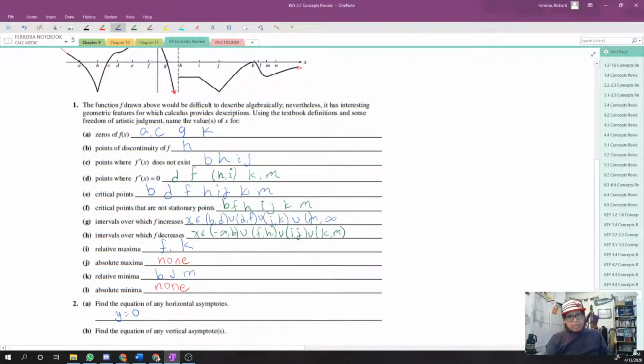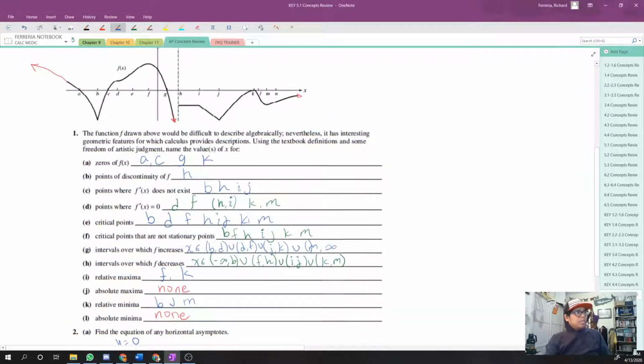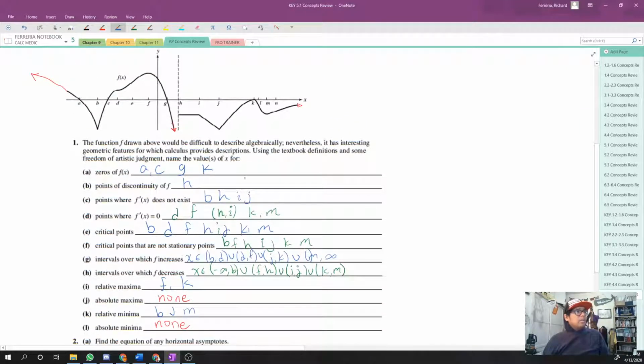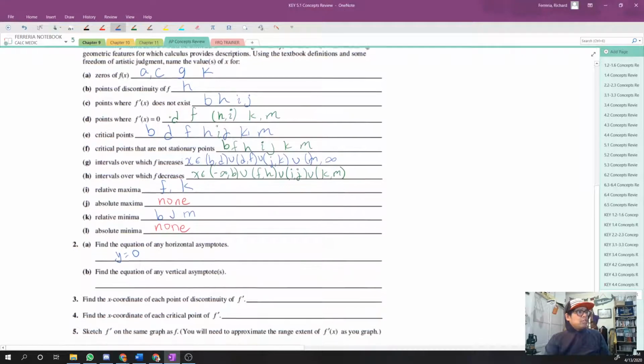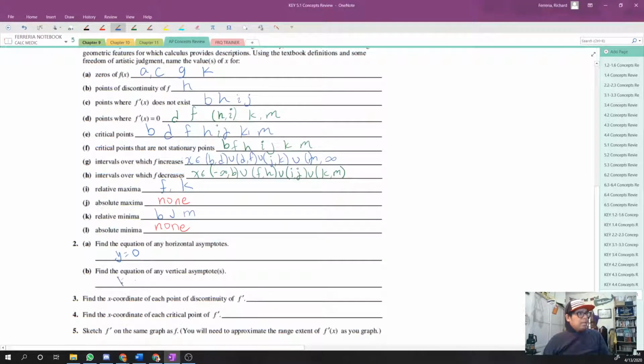I believe the next one is for a vertical asymptote. Yes, it is. And over here at h, although it's true that from the right side it's not an asymptote, it is an asymptote from the left side. So that does make it a vertical asymptote. It's just a one-sided vertical asymptote. So at x equals, what was that, h? x equals h.